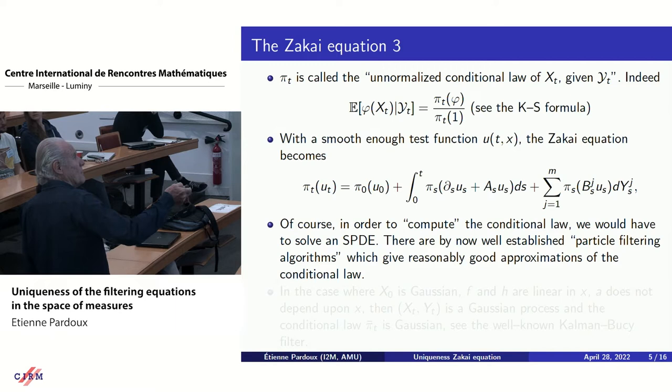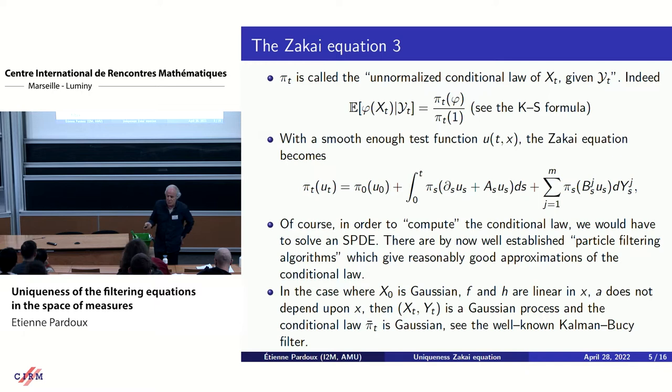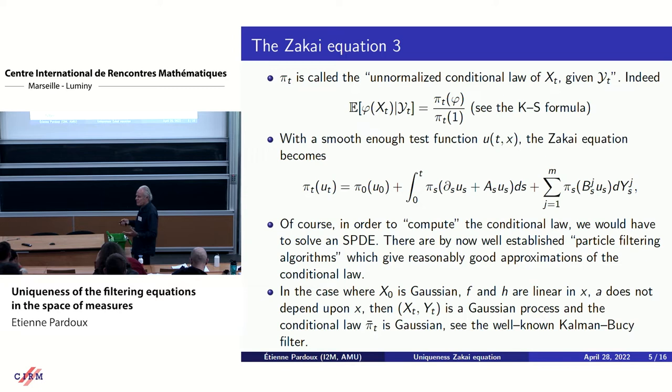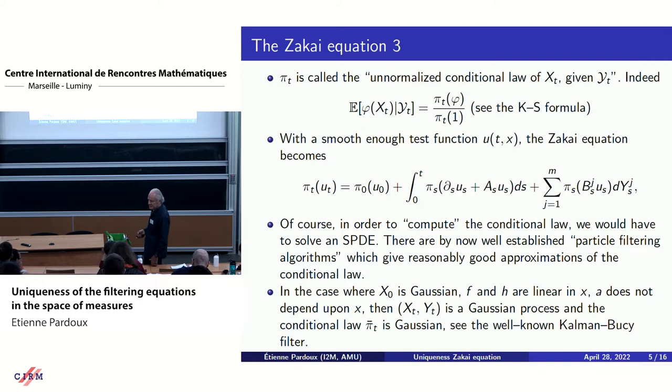Okay, now one remark. Of course, the only case where the solution of this filtering problem is sort of easy, because you do not have to solve infinite dimensional equations, not quite the only case, but almost only case, is a case where x naught is Gaussian, the two drifts f and h are linear in x, and the diffusion matrix does not depend upon x. Then the pair (x, y) is a Gaussian process, and of course, if the pair is Gaussian, then it's clear that the conditional law pi bar t is Gaussian. So the well-known Kalman-Bucy filter gives you the formulas for the evolution of the conditional mean and the conditional covariance matrix, which in fact turns out, I mean, the conditional law is random, depends upon the observation, but the conditional covariance matrix is deterministic.